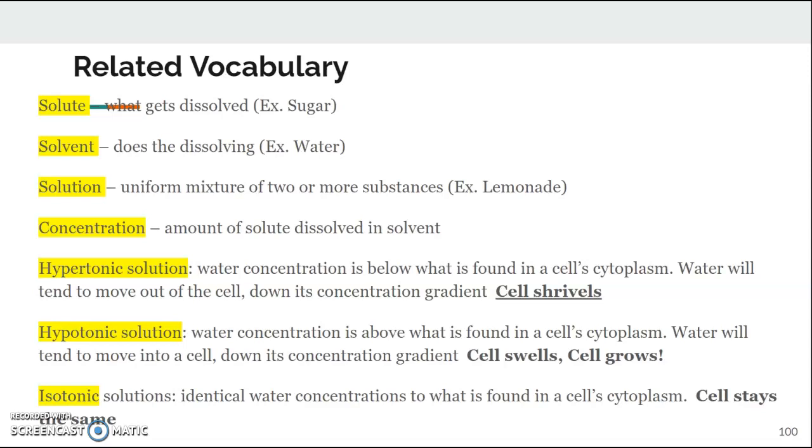All right. Isotonic is your best friend. Isotonic solution, the water concentration is identical to what's outside the cell. So animal cells typically love to be in an isotonic situation. You might want to write this down. While plant cells prefer to be in a hypotonic situation because they have a cell wall and their cell wall is able to prevent them from bursting.